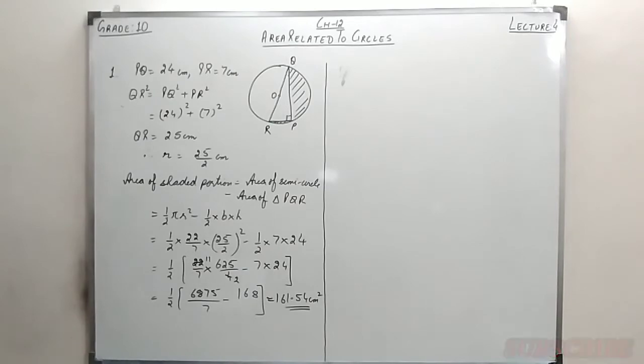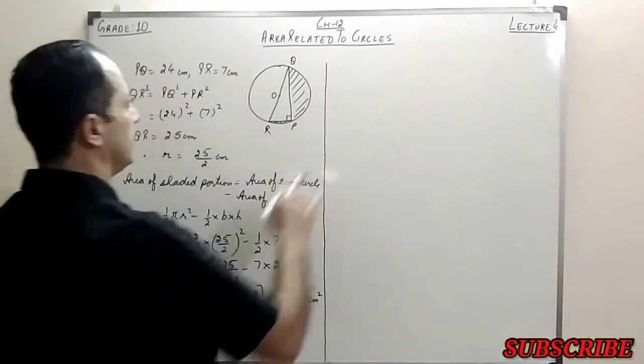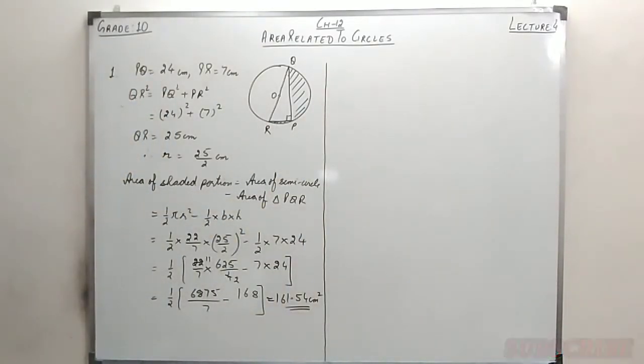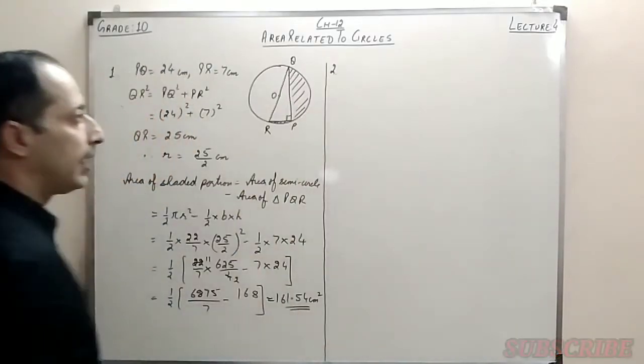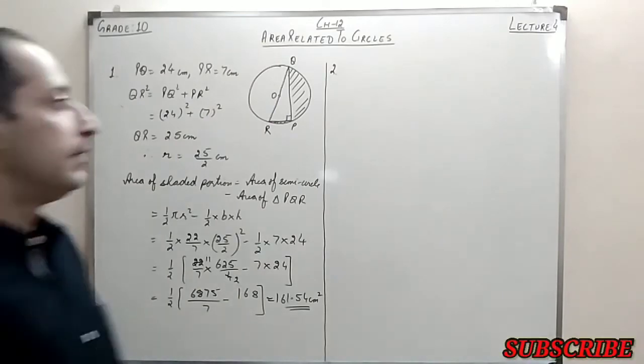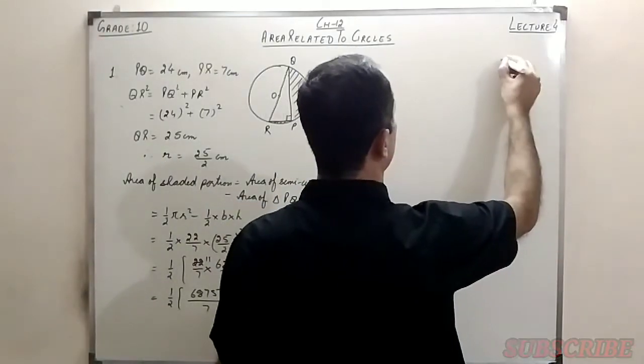Now let's go to the second question of this exercise. Now in the second question, again there is a diagram. We are given two concentric circles.